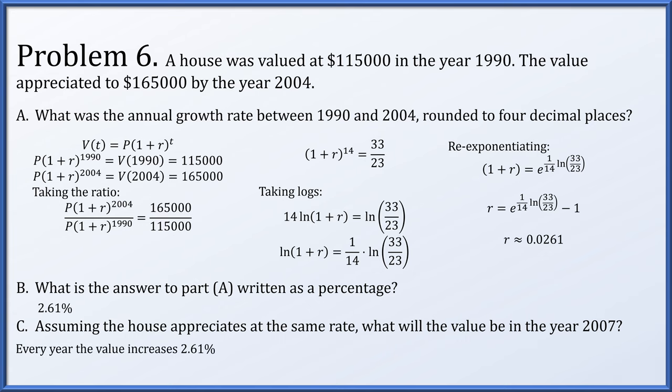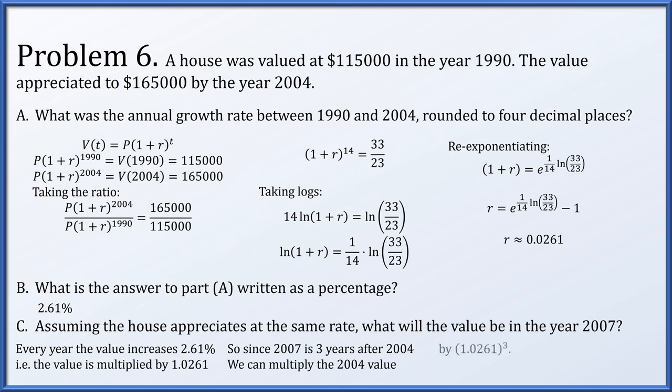So every year, the value is increasing by 2.61%. In other words, we multiply the value by 1.0261. In 2007, that will be 3 years after 2004. So we can multiply the 2004 value by 1.0261 cubed, and if you do that, it works out to be about 178,000 and change.